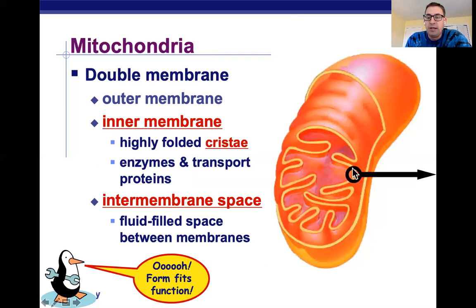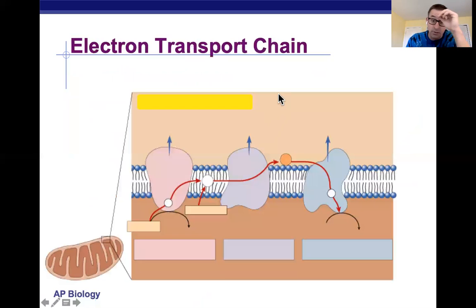So we're going to zoom in on one little section of the inner membrane of the mitochondria to look at one electron transport chain, but there are copies of the electron transport chain all along the inner membrane of the mitochondria. There are going to be thousands of copies of the electron transport chain. We're just going to look at one of those copies here, right?